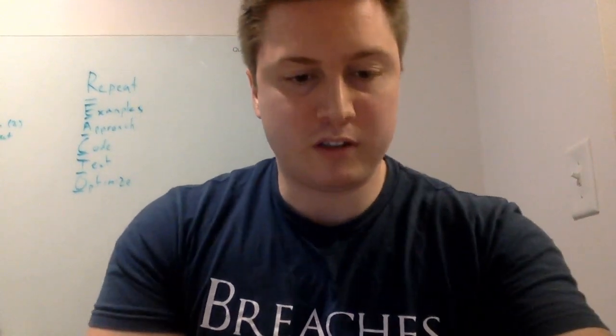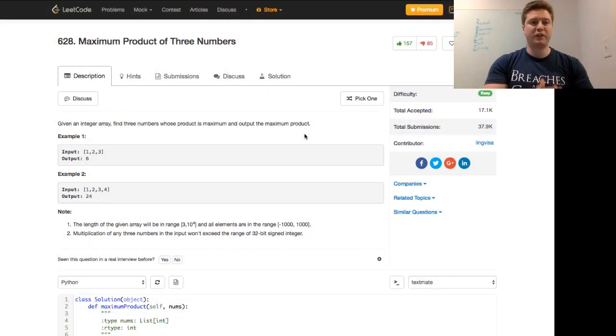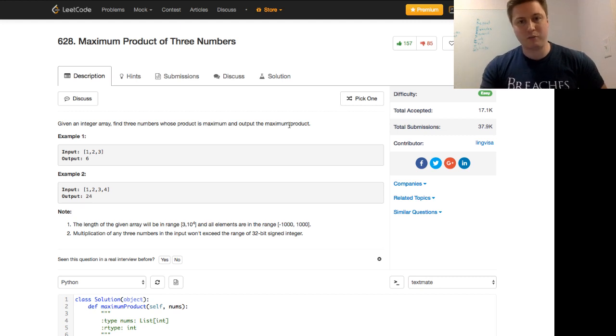Today's program, well, let's hop right into it, is Leetcode number 628, maximum product of three numbers. Given an integer array, find three numbers whose product is maximum and output the maximum product. Today, I'm going to try to do three ways to solve this, ending with my favorite, but all different approaches that have very interesting things to talk about.